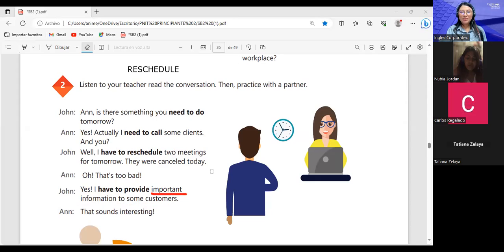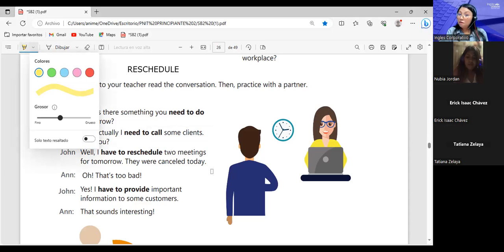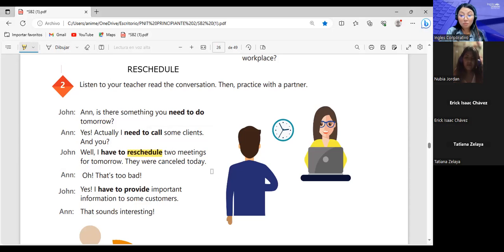Acá otra vez este important. That sounds interesting. Vaya. Vocabulario nuevo, clase. New vocabulary in this conversation. ¿Qué palabras son? Provide. ¿Qué será provide, class? What's provide? I have to provide information to some customers. Brindar. Brindar información. That's it.